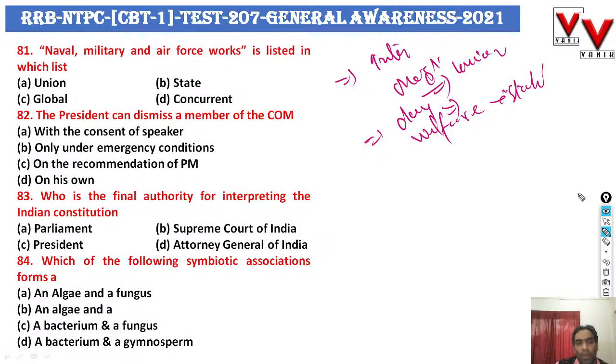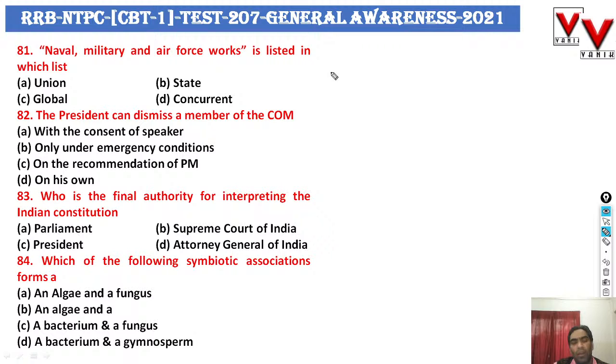So the naval, military, and air force, that is important, of national importance, so they are mentioned in the union list. So the 80th right answer is A only. 81 right answer is A only.